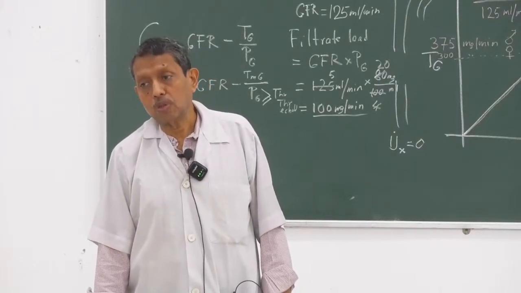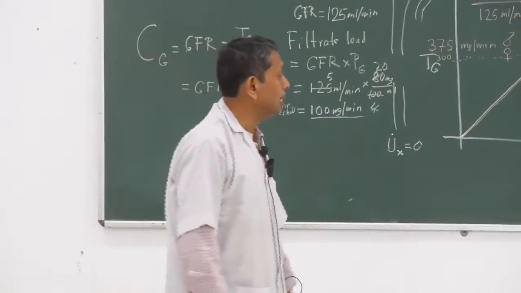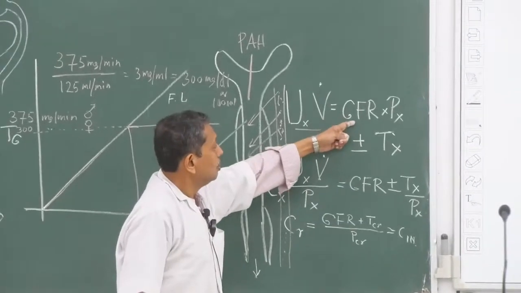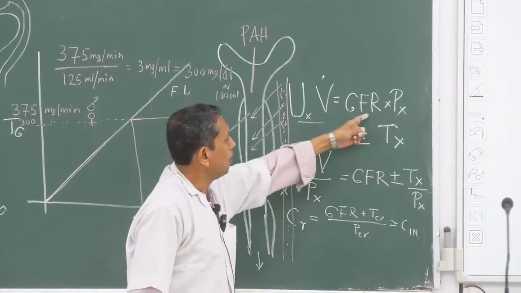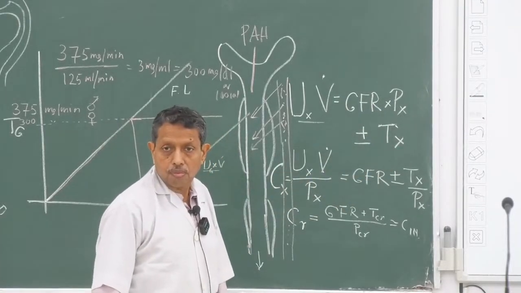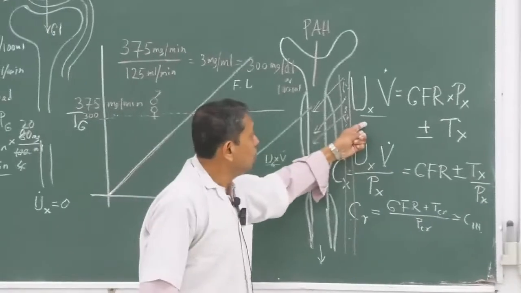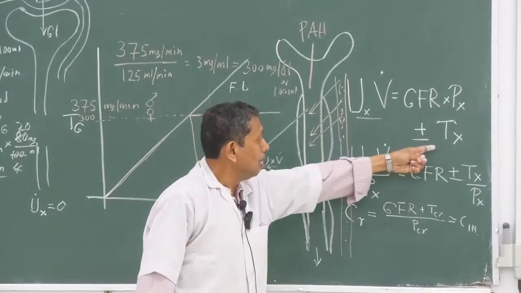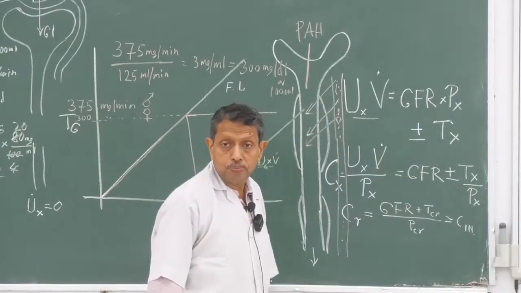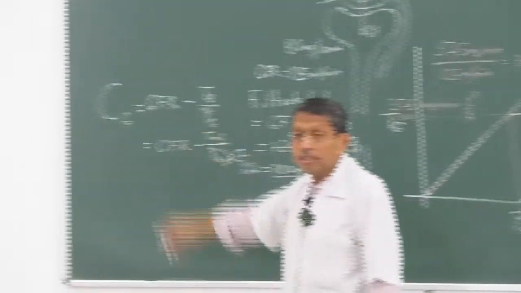And 100% is reabsorbed. Whatever is present within this urine, there is all transfer. GFR into Px minus Tx becomes 0 because there is no change. Normally, when it is below the threshold level, then Ux into V is equal to GFR into Px minus Tx. Tx is equivalent to this value, so that it is 0. So clearance is 0. You can apply this concept in this.